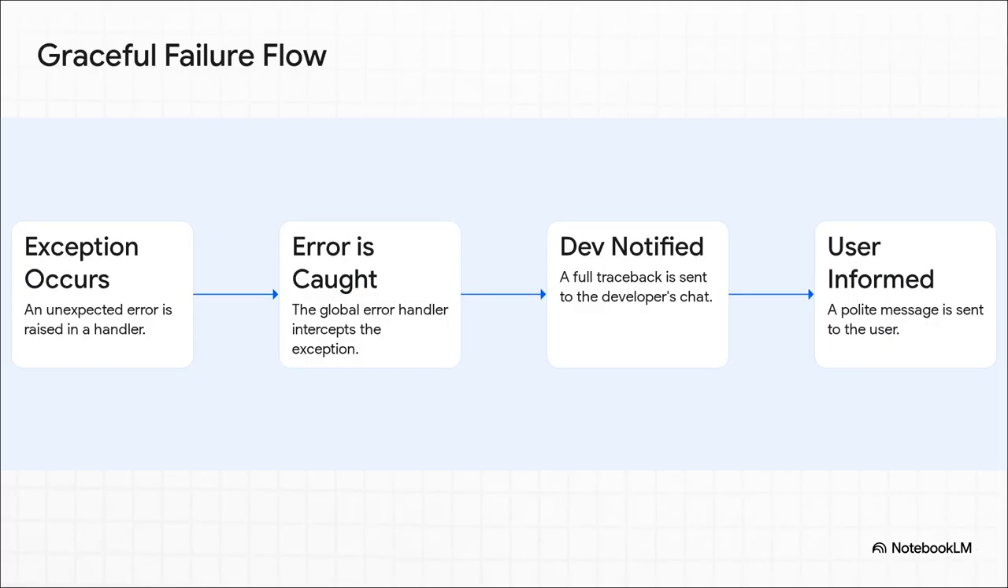This right here is the professional way to fail. An error pops up, but this global safety net that we've set up just catches it instantly. It automatically zips a detailed report over to the developer so they can fix it, and it gives the user a helpful message. This builds a ton of trust, you know? The user knows that even if things break, someone's on the case.